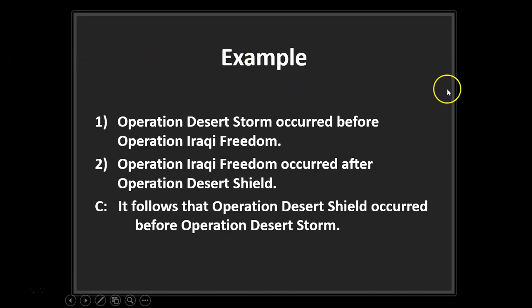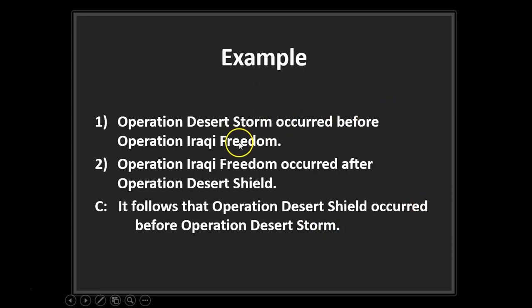Draw your timeline and go, okay, Desert Storm is here, Freedom is here. Freedom is already here because of the second premise, so Shield is before it, right? I know you've got to do this on your own, but the language can trip you up because there's a lot of repetition and you've got the befores and afters. But if you were to plot this on a timeline and just look at it real quick, you'd see that the conclusion would not follow necessarily from the premises, right?